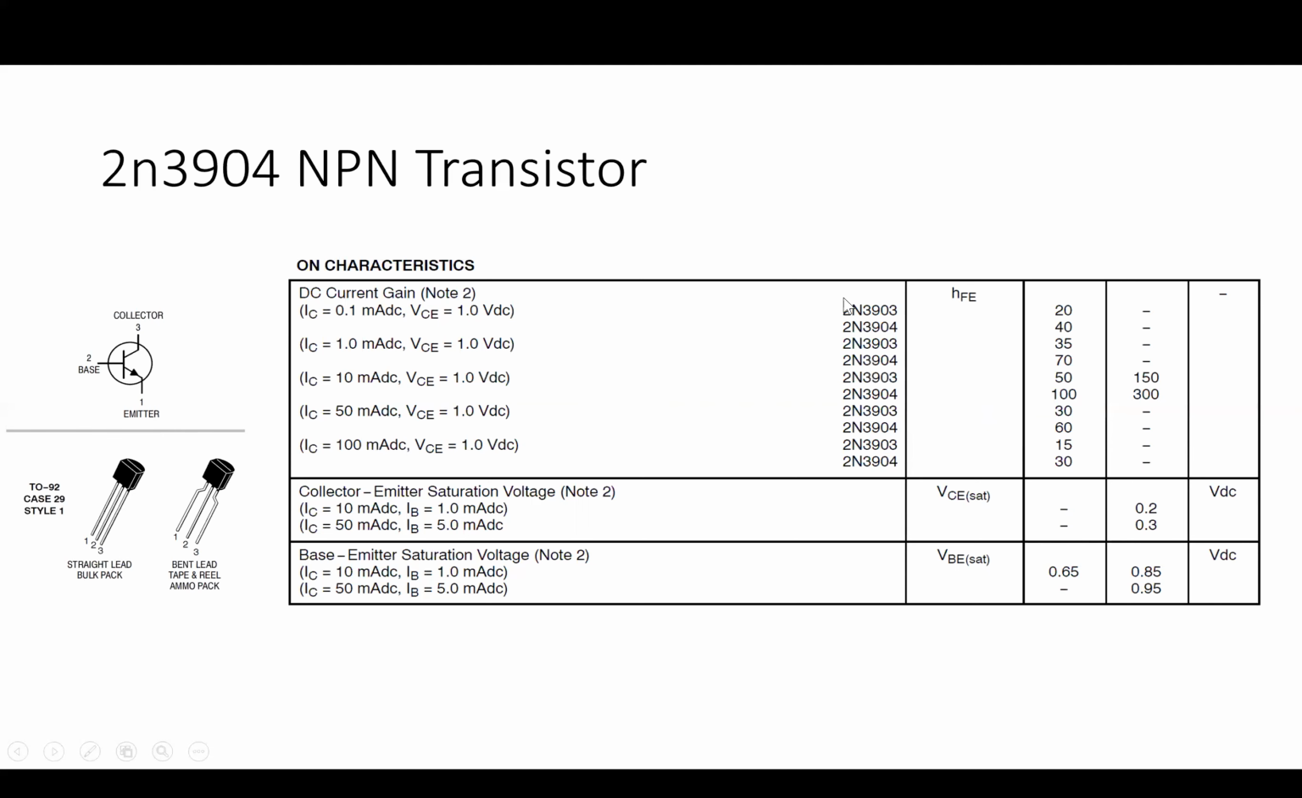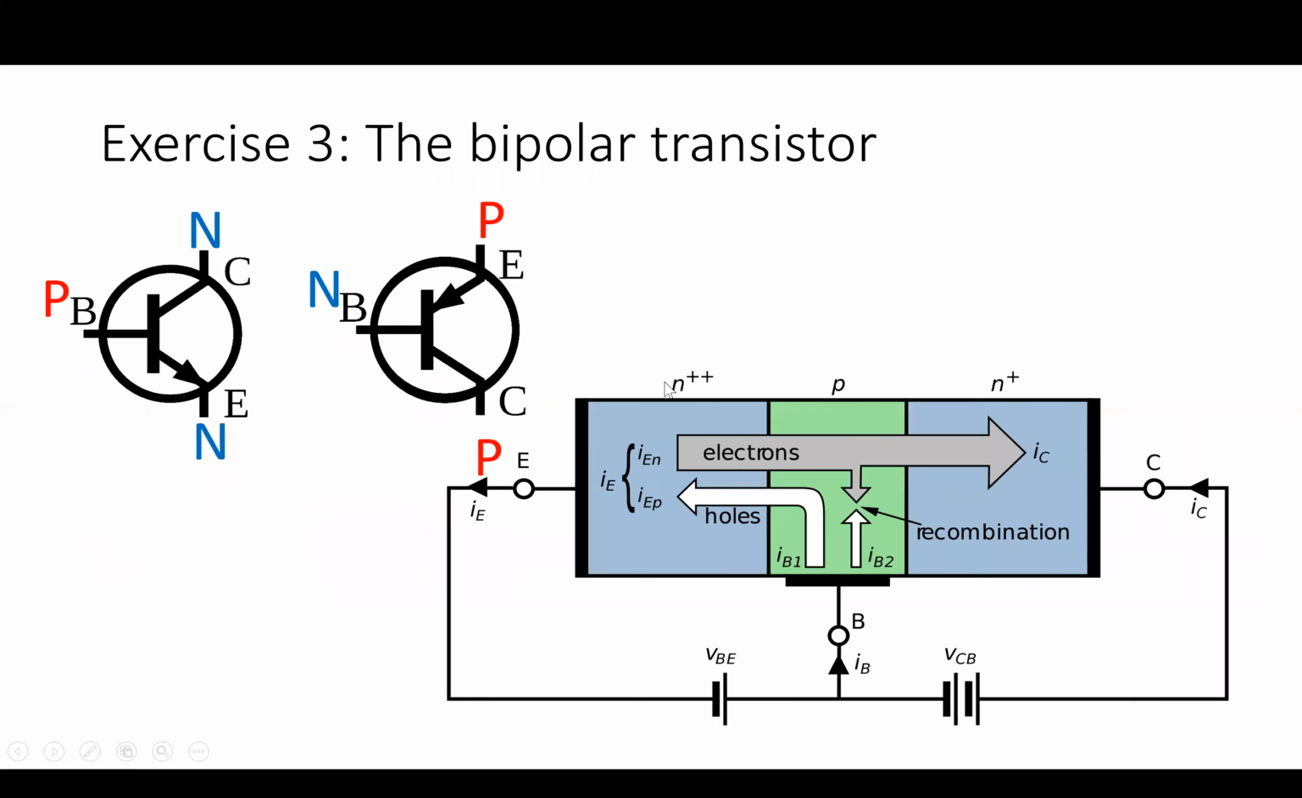Okay, I've extracted some of the data sheet here, and you see it's got data for a whole series of transistors in this range, some of them NPN, some of them PNP. But here is the 3904. It lists a quantity called the DC current gain. Let's just go back to this picture here.